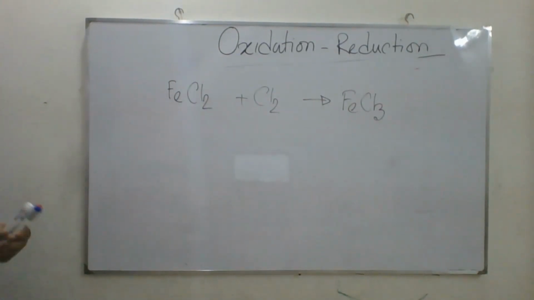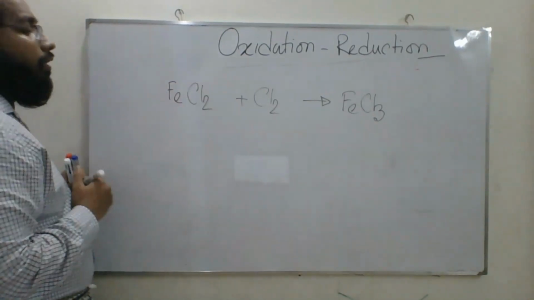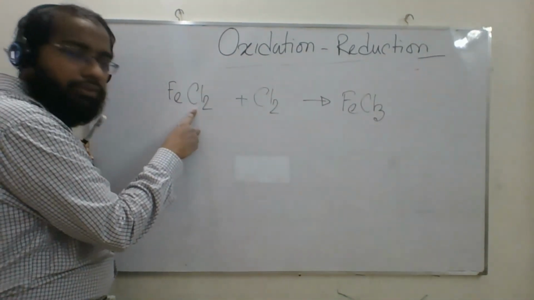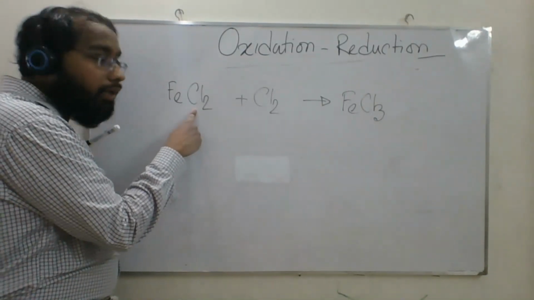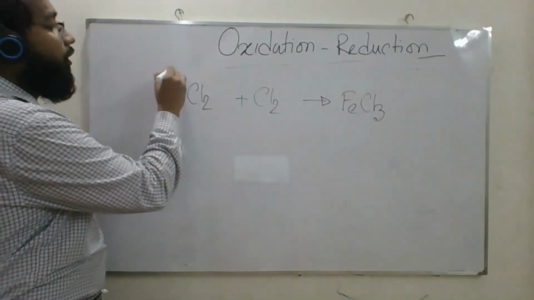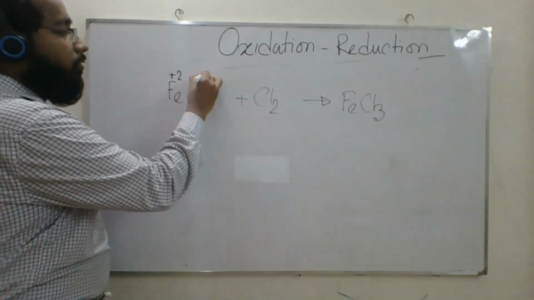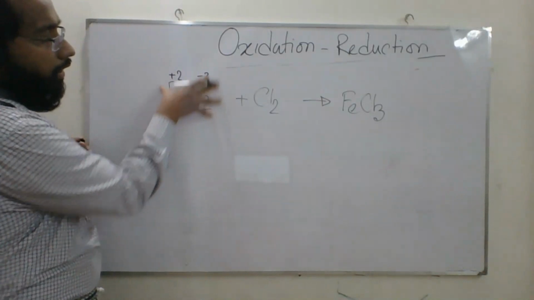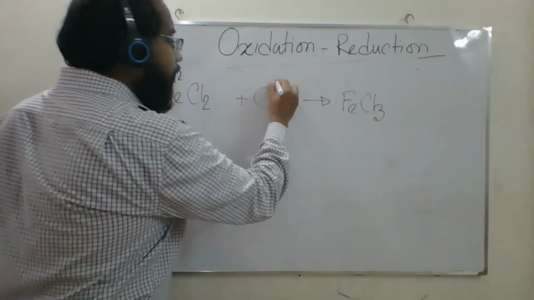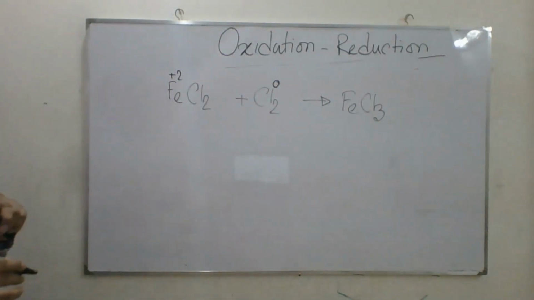Now what is the oxidation number of iron here? Halogen group is -1. So -1 into 2 is -2. To neutralize -2 we need +2, so the overall charge is 0. Okay, what about this one? In the atomic state it is always 0.